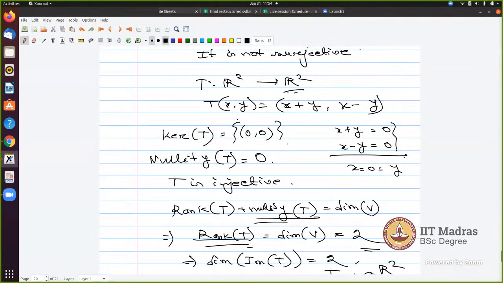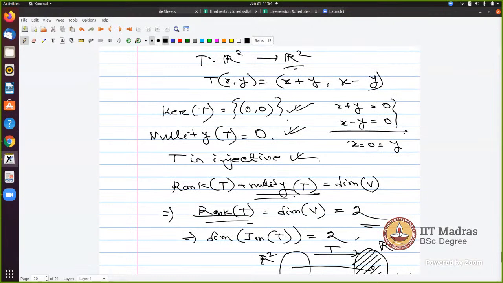So what I have done here, first I have found the kernel of T, which is easy to find by solving a system of homogeneous linear equations. In that case, I am getting nullity of T is 0. That means T is injective. Now I want to know whether T is surjective or not. By using the rank-nullity theorem, I can find it easily.